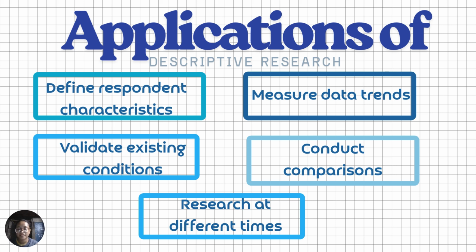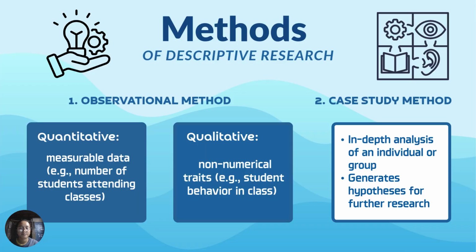For instance, a survey about student study habits can reveal common patterns that teachers can use to improve their teaching strategies. I hope you understand the applications of descriptive research. Now, let's proceed to the methods of descriptive research.